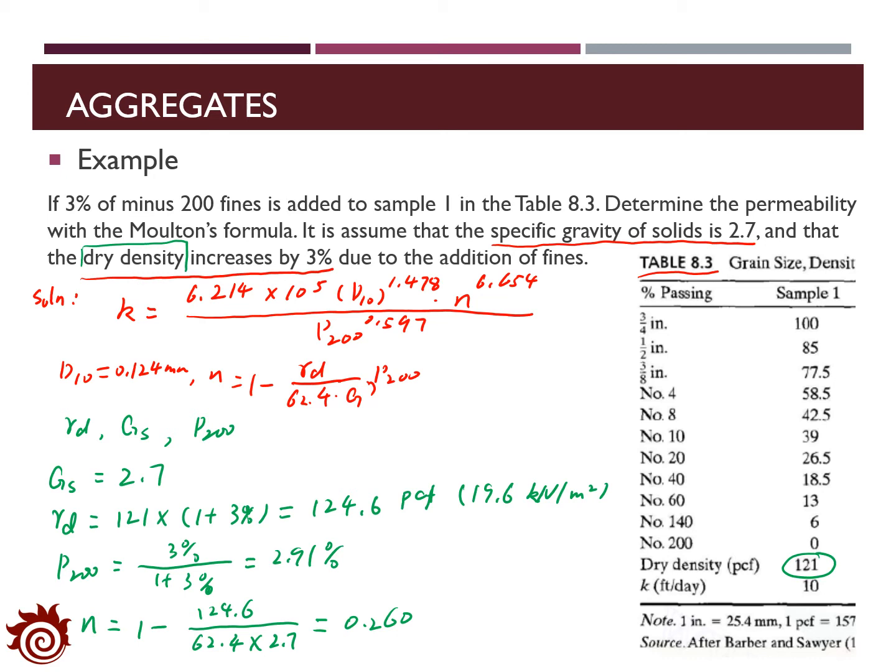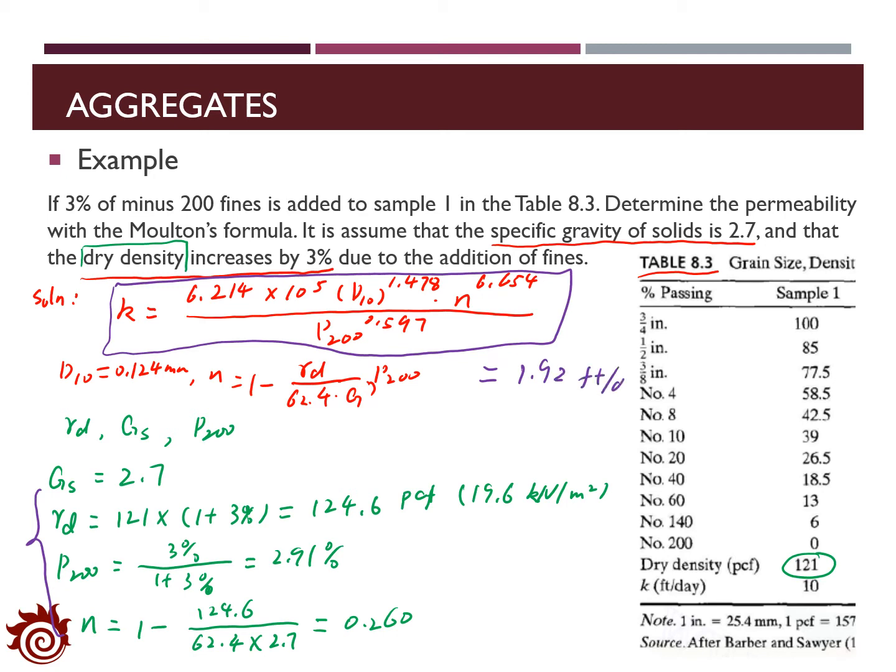Eventually, we can apply all these values in the Hudson's formula, which will give you the solution as 1.92 feet per day. So that's the way for us to use the Hudson's formula to find out the permeability.